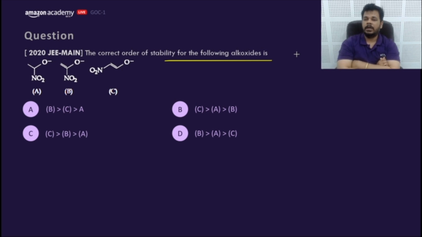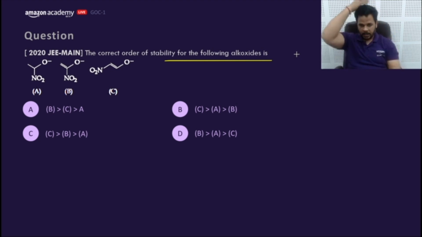Now it's your turn. I'll sit and see the screen. Who will answer first? The correct order of stability of the following alkoxides is, what would be the order? You can answer through resonance. You can see the resonance here. What would be the correct answer of this?